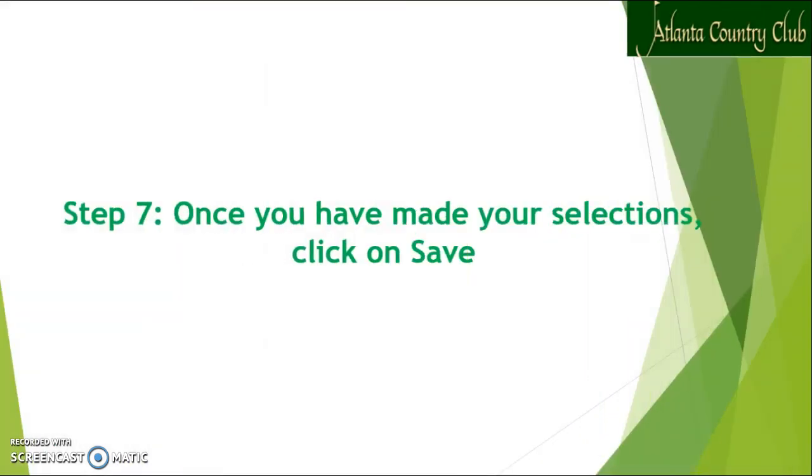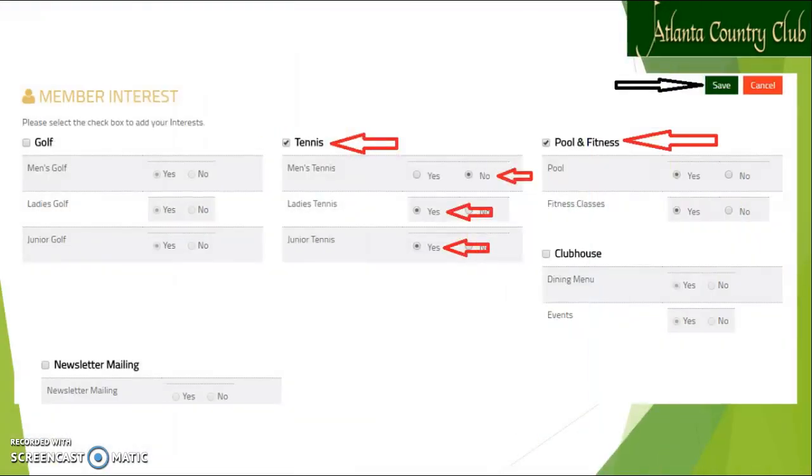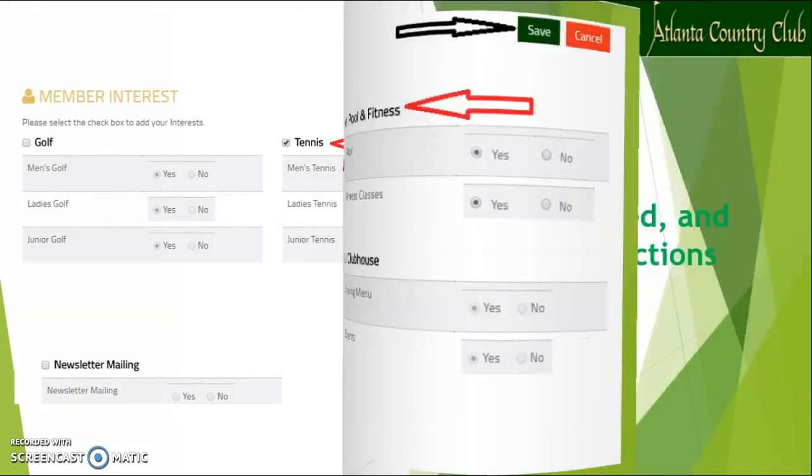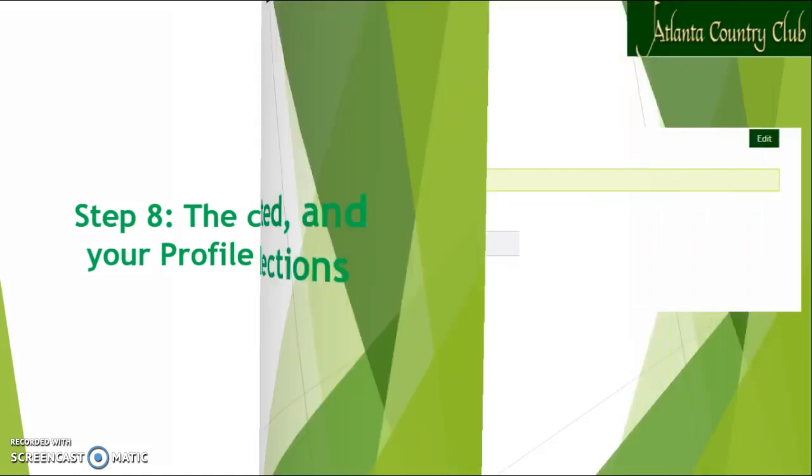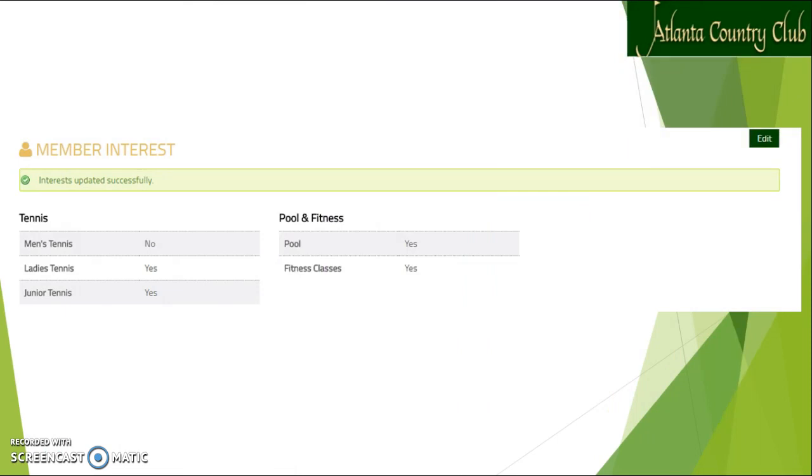Once you have made your selections, we will then need to click on the Save button. And the Save button is located at the top right-hand corner next to Member Interest. Once you have hit the Save button, the changes will now be updated and your profile page will reflect those selections. If you looked at your page after the save was done, this is something of how it would look depending on the choices that you had made and the categories that you had selected.